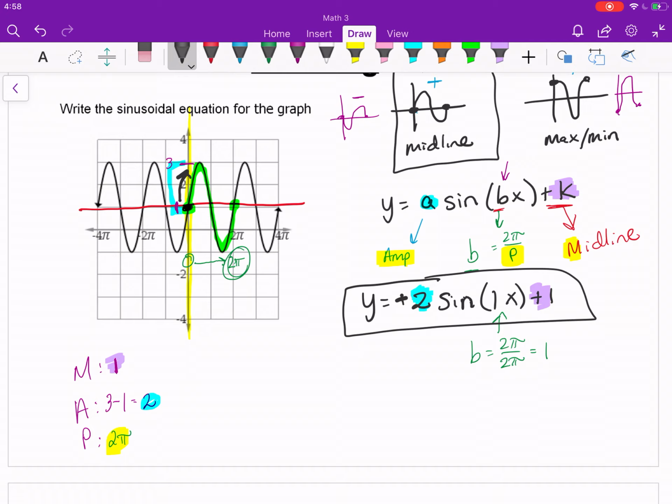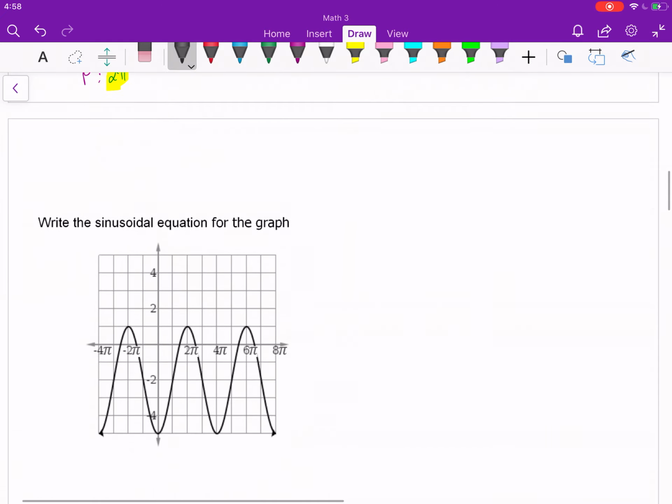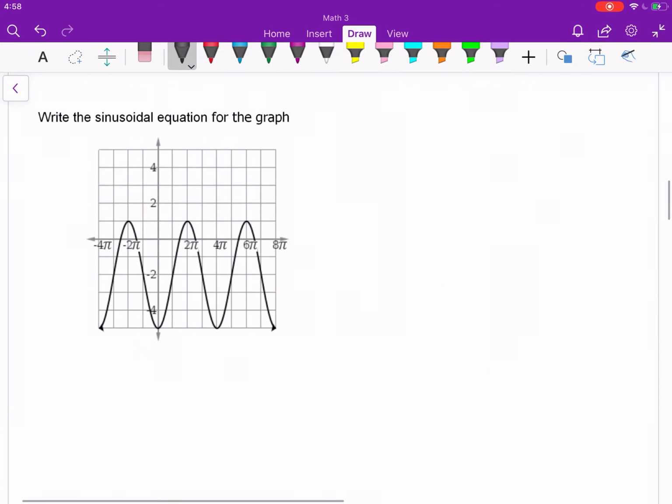So let's go ahead and do another one. This second one will probably go a lot faster than that first one did. Okay, so remember, first thing I'd say is go ahead and highlight where your y-axis is to find your y-intercept. Determine where that y-intercept is. Is it at the midline, max, or min? So in this case, it's at the minimum.